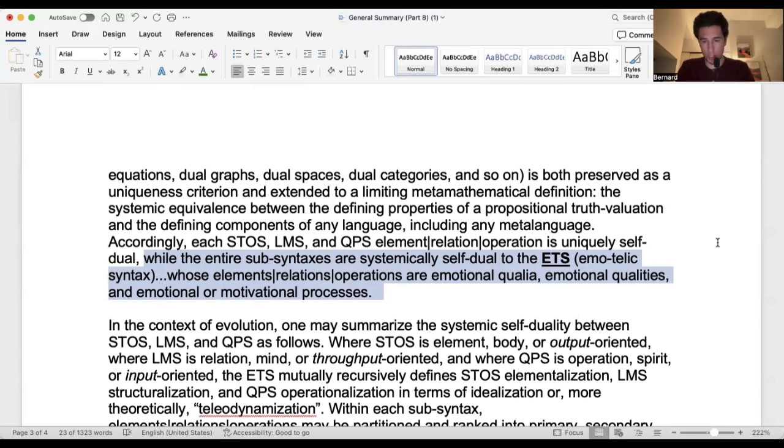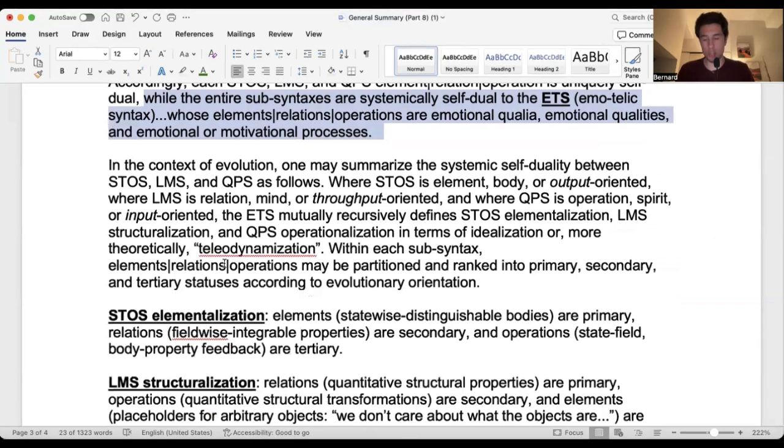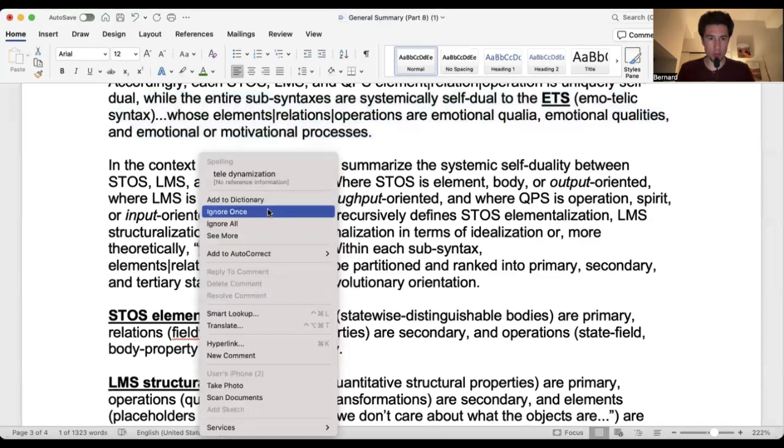Where the objects, states, bodies, or theorems are emotional qualia or emotions. The relations are emotional qualities, right? The properties that are instantiated by the emotions proper, and the emotional or motivational processes are the actual teleodynamical programs that are run, that are executed by QPS and then by LMS and then by STOS, but not in sequence per se, right? But the reason why we're getting into this is so that we can more fluidly discuss, for example, my experience of bacterial pneumonia in terms of teleodynamization, which I have to add to the dictionary here.